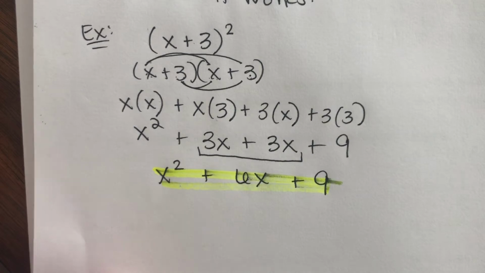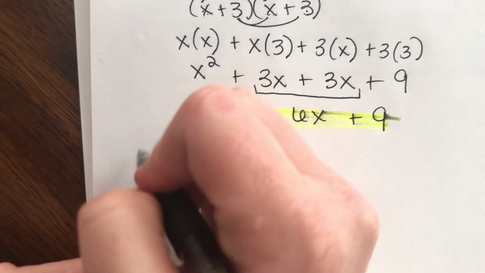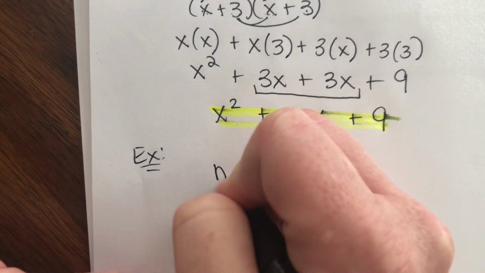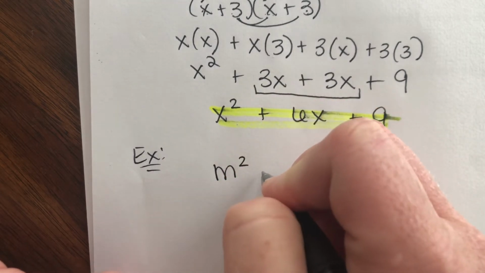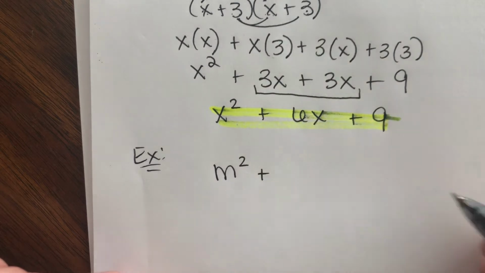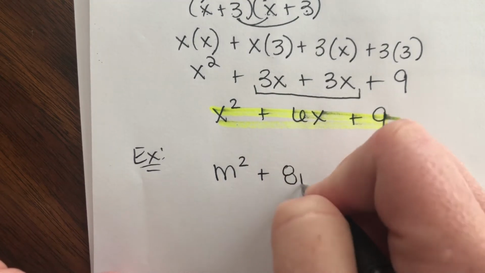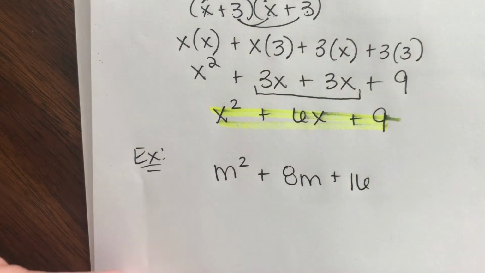So let's do an example factoring backwards. So I got to come up with it. Let's do m squared plus 8m plus 16.